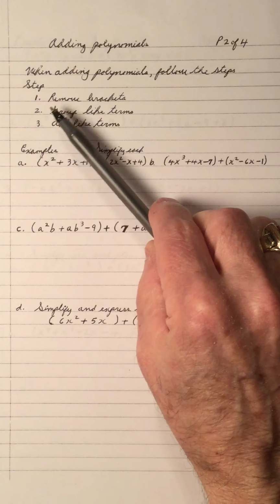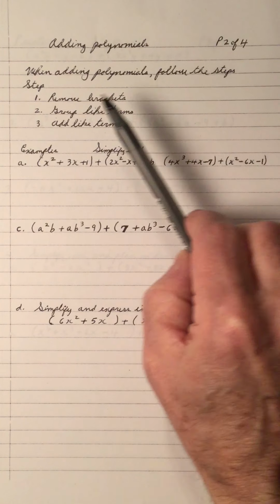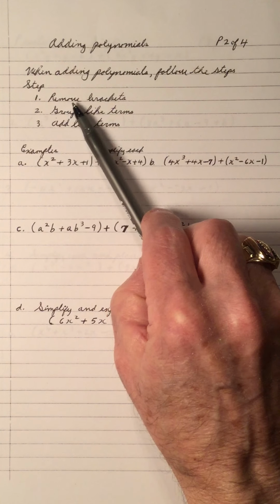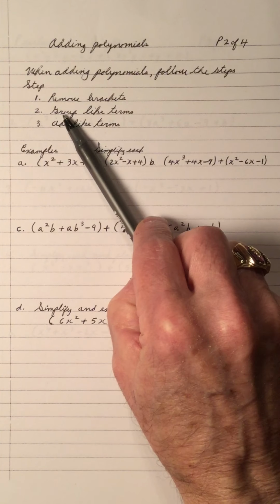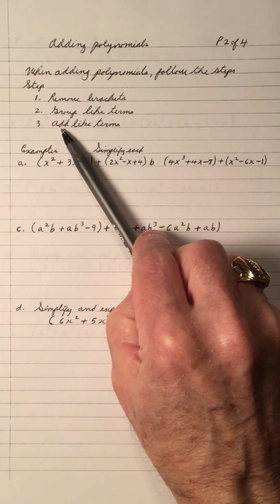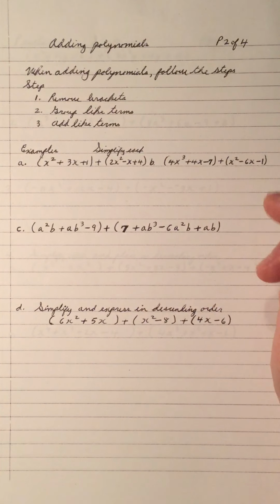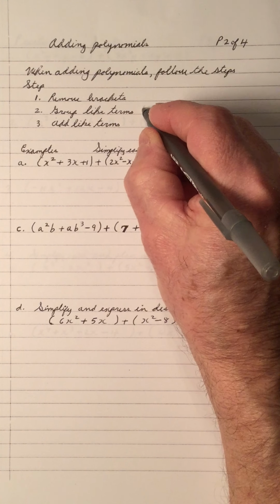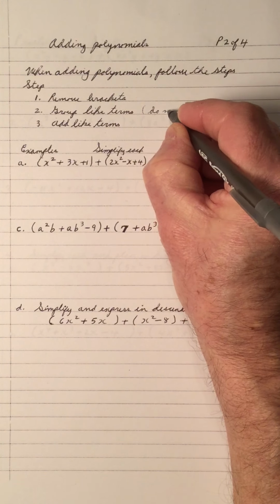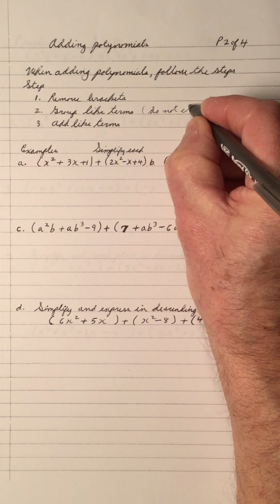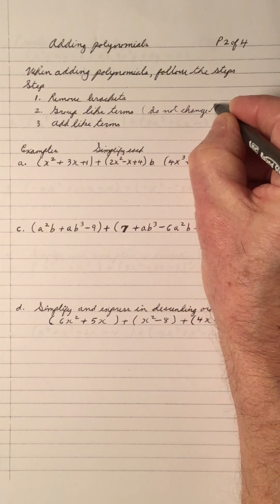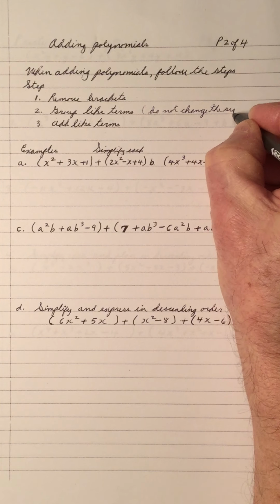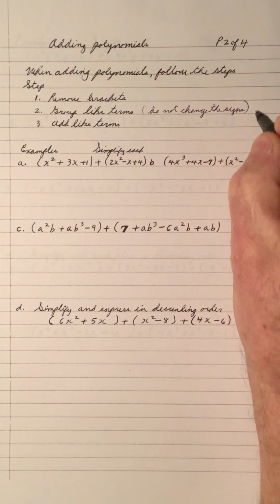Adding polynomials. When adding polynomials, follow the steps. Remove the brackets, group the like terms, and add like terms. And by grouping like terms, we do not change the signs. Just to remind you of that. Do not change the signs.